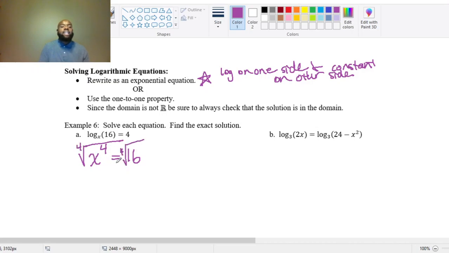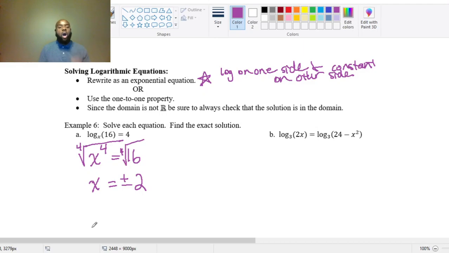Since we're using an even number, this is actually equal to an absolute value. And when we say that this equals an absolute value, we put on a plus or minus. The 4th root of 16 is 2. All right, so we get x equals plus or minus 2.